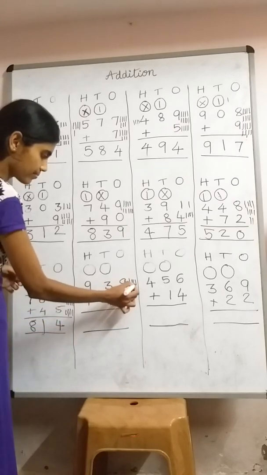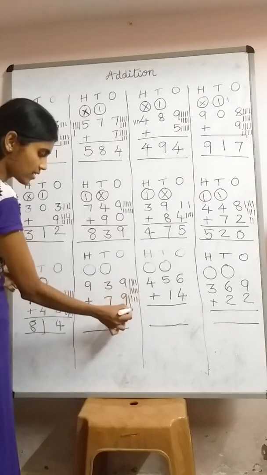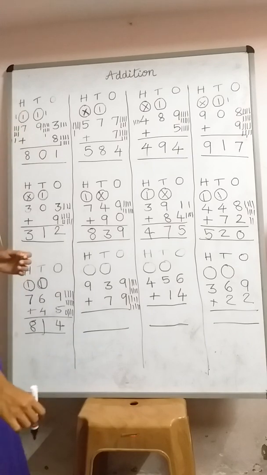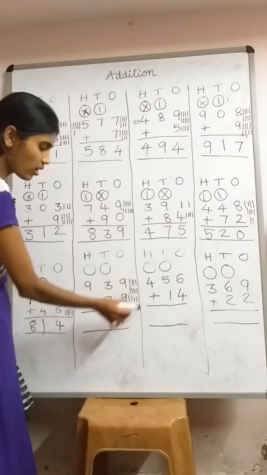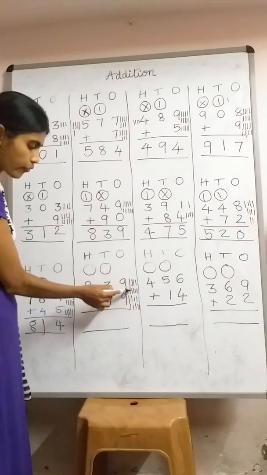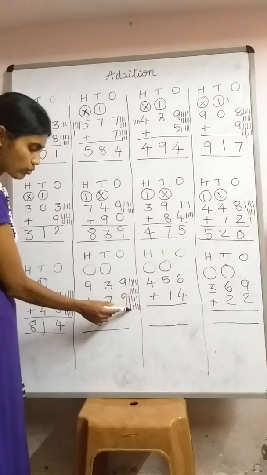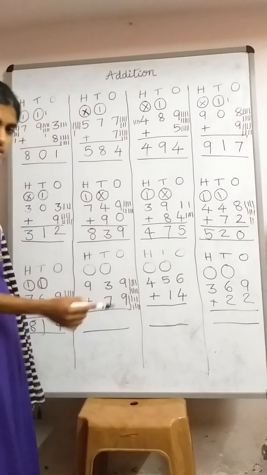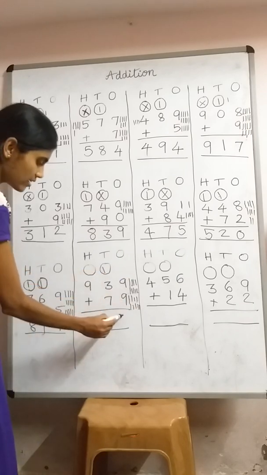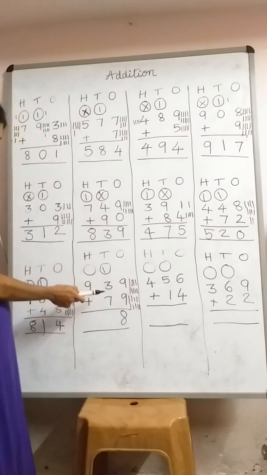Next. 9 lines, okay? Again 9 lines, fine. Now count all the lines. Count with me. 1, 2, 3, 4, 5, 6, 7, 8, 9, 10, 11, 12, 13, 14, 15, 16, 17, 18. Carry 1, 8. Now, how to count the tens place?